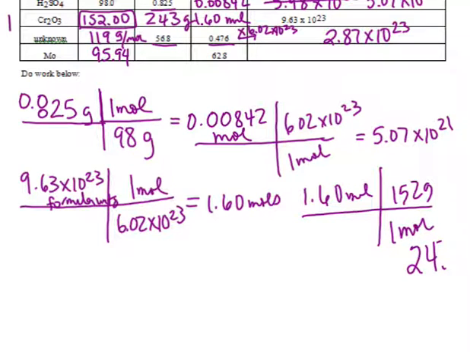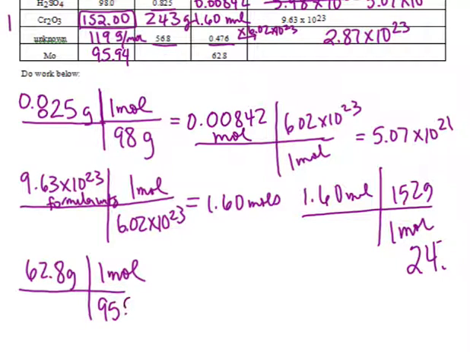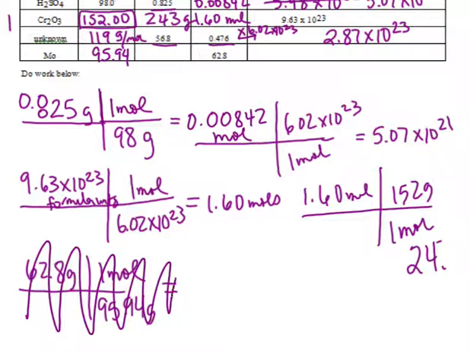Okay, so we have 62.8 grams. For every 1 mole, I have 95.94 grams. So what is my number of grams? No, this is, yeah. No, what am I doing? Is this moles? Yes. Sorry, people at home. Having one of those days. So it's 62.8 moles.